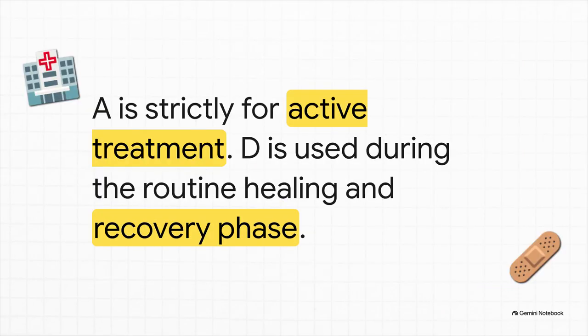So the crucial takeaway here is that A is strictly for active treatment. You use A as long as that active phase continues. On the flip side, D is strictly for encounters after active treatment is completed. It's for when the patient is in that routine healing and recovery phase. Think of a patient seeing their primary orthopedist for a routine follow-up just to check how a cast is doing. That right there is when you use D. Do not select A for a routine follow-up just because they happen to see a new covering physician that day. The nature of care is your guiding star.